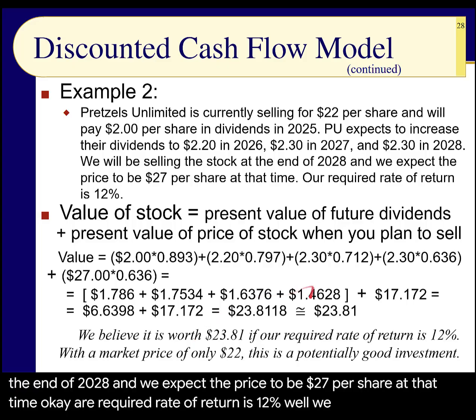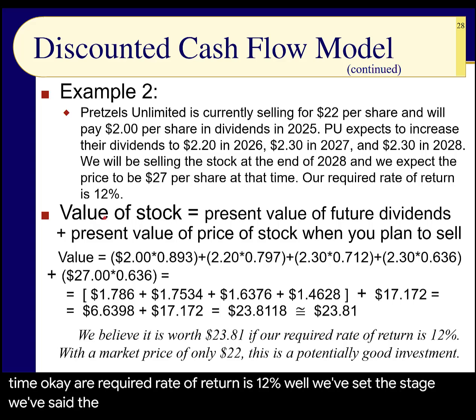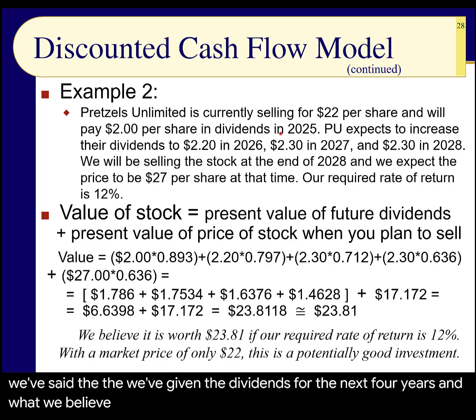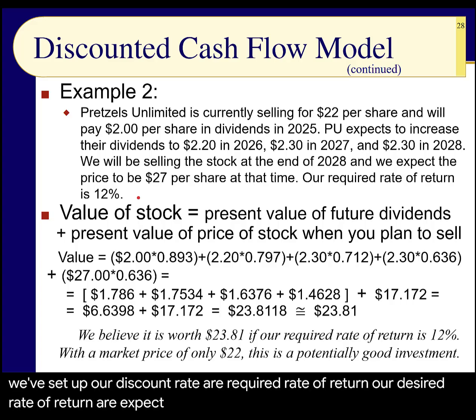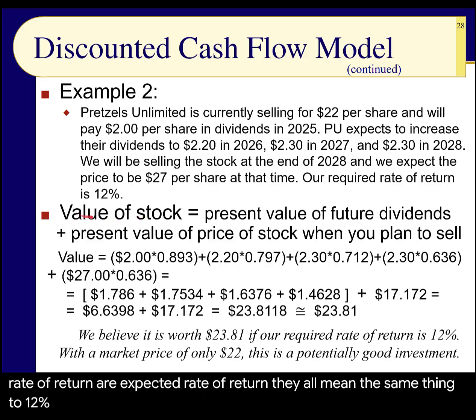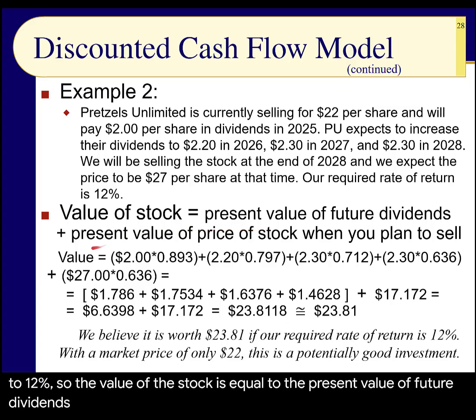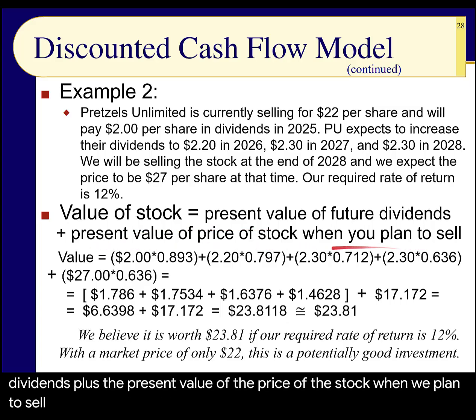Well, we've set the stage. We've given the dividends for the next 4 years and what we believe the stock price will be at the end of 4 years. And we've set up our discount rate, our required rate of return, our desired rate of return, our expected rate of return, they all mean the same thing, to 12%. So the value of the stock is equal to the present value of future dividends plus the present value of the price of the stock when we plan to sell.